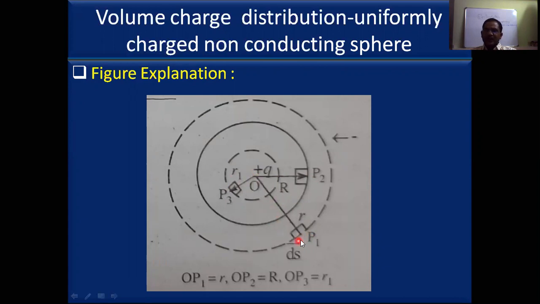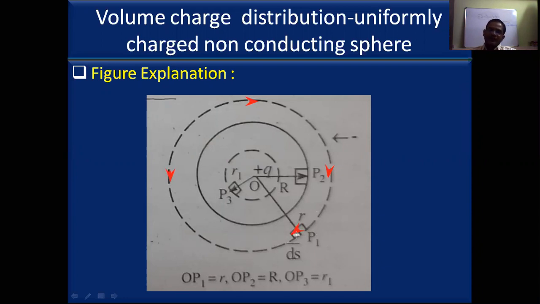So, to calculate the field strength at the point P1, you have to imagine a Gaussian spherical surface which passes through the point P1. Here the point P1 lies on the Gaussian surface. Now I will draw that. On the spherical surface, consider a small area element at any point. So this is a dS.